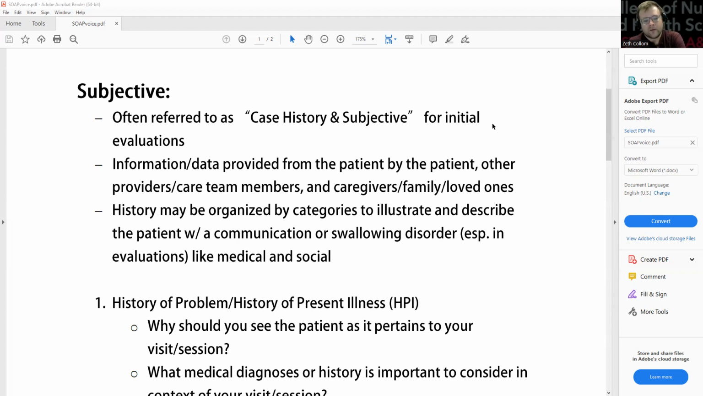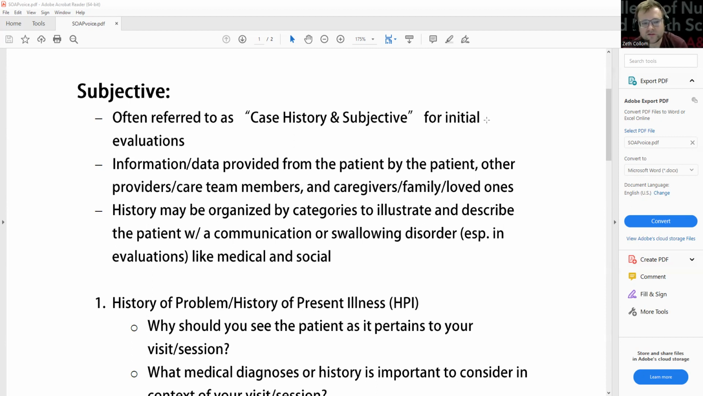If they do include the history, which is becoming more common, it's pretty common now for them to be organized by categories, to illustrate and describe the patient with a communication or swallowing disorder. So you may have a medical history list, and these are their diagnoses. You may have a social list that says they live at home alone, or they're married, how many children they have. Sometimes tobacco and alcohol use is put in social history instead of medical history, but it's still an important thing to consider.